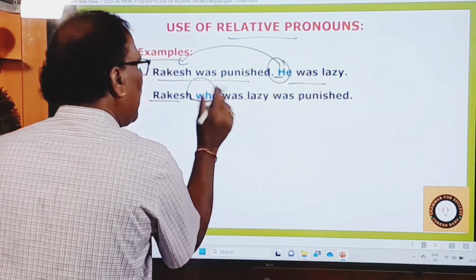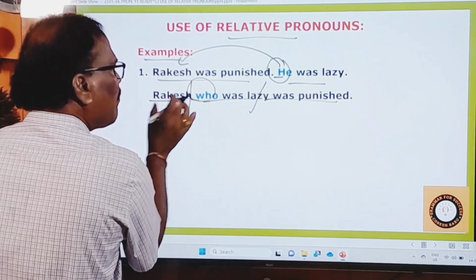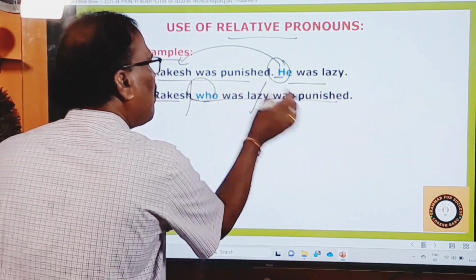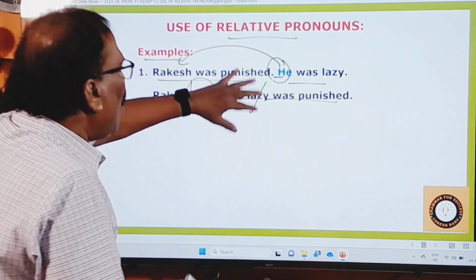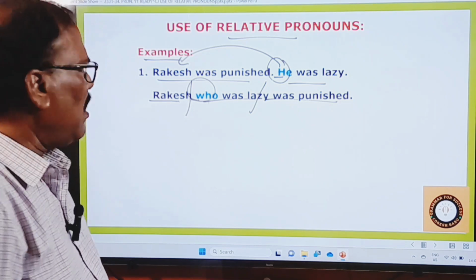This sentence you have to write, and later on the remaining sentence you have to add. Rakesh, who was lazy, was punished. So this is how you have to join the two separate sentences into one single sentence, right?